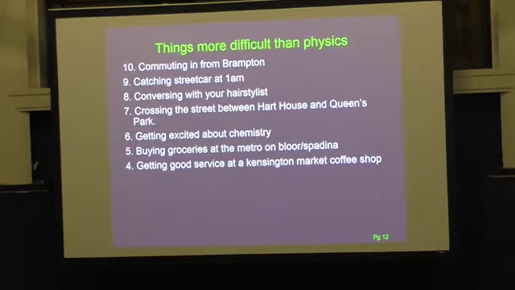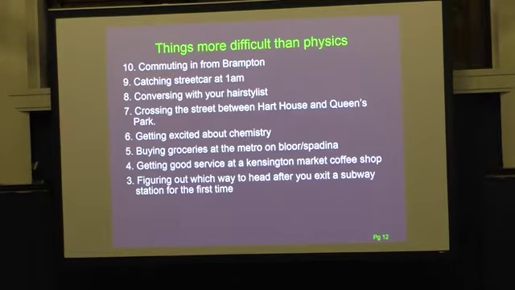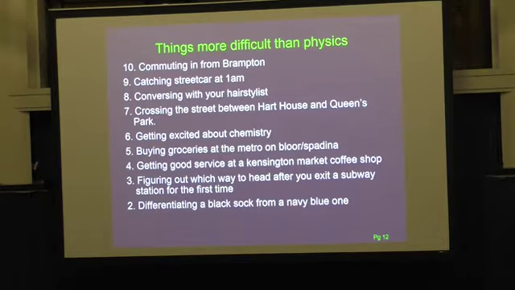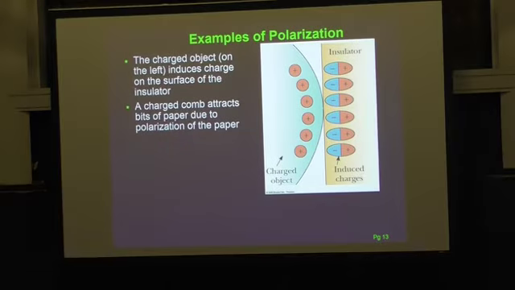Getting good service at a Kensington Market coffee shop. Especially when you're an old guy like me, that's really tough. Figuring out which way to head after you exit a subway station for the first time. You ever do that? And then you check your phone to see yourself on the Google map, and it's even harder to figure out where you really were before. Differentiating a black sock from a navy sock. I'm really bad at that. And then finally, following the plot of Game of Thrones. I'm so confused.